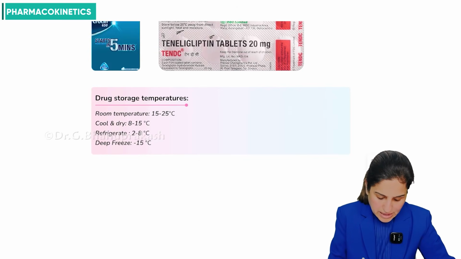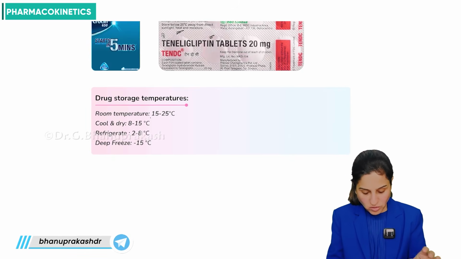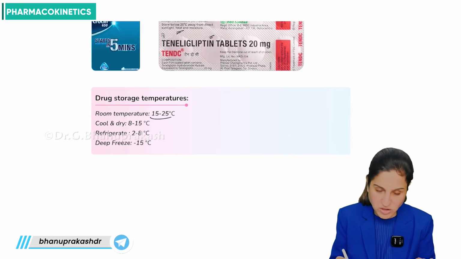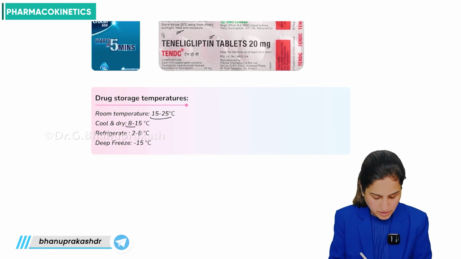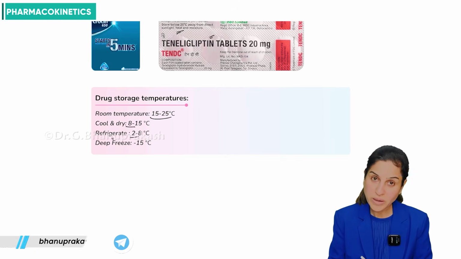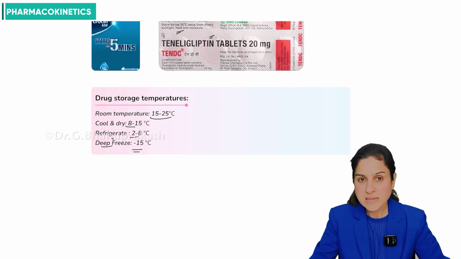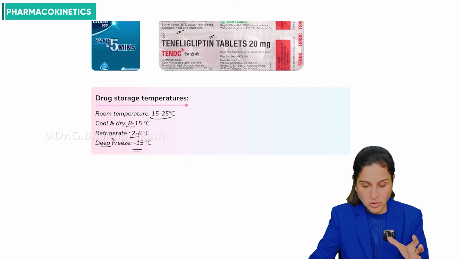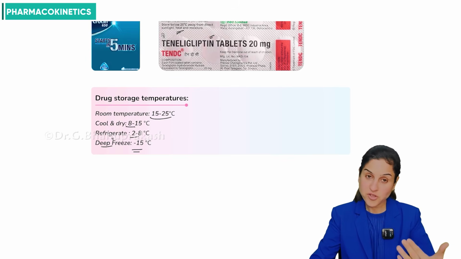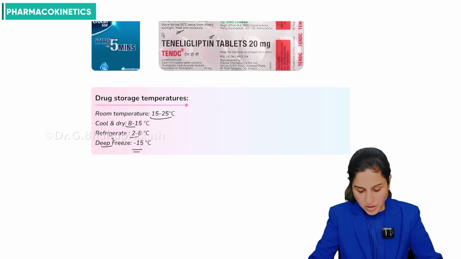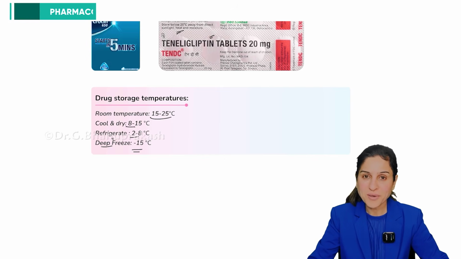These are the drug storage temperatures. Room temperature means the temperature should be between 15 to 25 degrees centigrade. If they say cool and dry, it should be between 8 and 15 degrees. Refrigerate means between 2 to 8 degrees, and deep freeze means it should be minus 15 degrees centigrade. Sometimes the MCQ asks you the meaning of the temperature range for room temperature, cool and dry, refrigerate, or deep freeze. With this, we come to the end of this topic of pharmacodynamics.